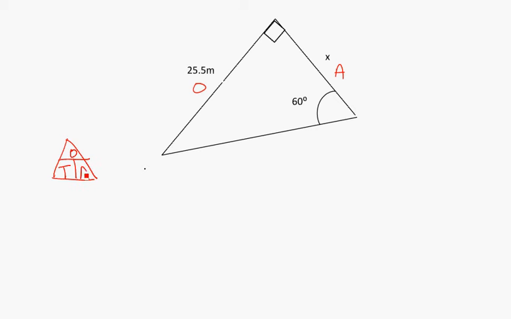Toa. What do I have to find? I've got to find the adjacent. I'm going to cover that up. X is equal to, and it's a dividing. So it's the opposite, 25.5, that one divided by the tan of the angle.